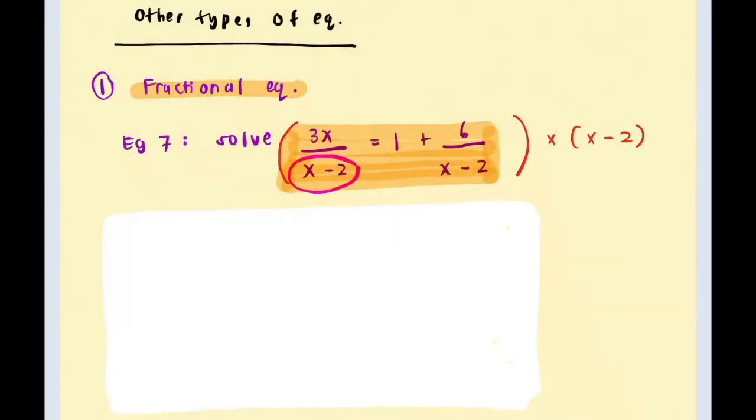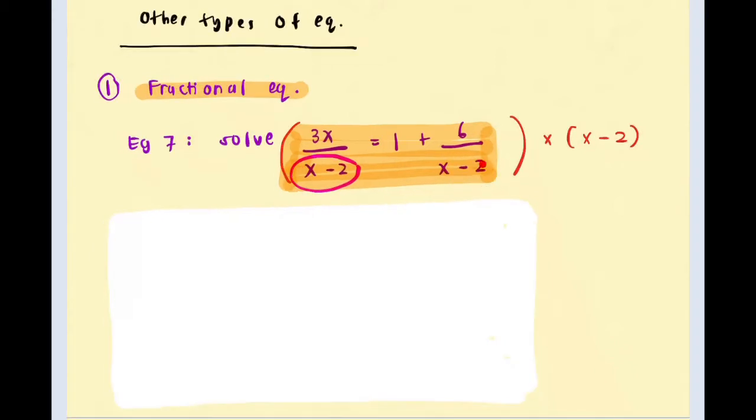Let's go to the other types of equation. So the first one is fractional equation. So you can see this. You have fraction 3x over x minus 2 equal to 1 plus 6 over x minus 2. Since you see a common term in your denominator, the easiest way here is to multiply with the common denominator. So let's do this.